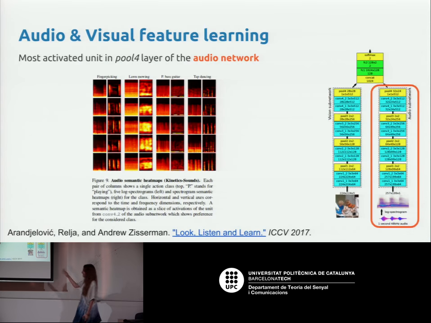And the same thing stands for the audio part. So naturally, some of the neurons, on the left you see the spectrogram of the audio, on the right, how a neuron in a particular layer reacts. And then naturally this is like a fingerprint, so when you play the guitar, it detects the difference in time when you play a guitar. Or for example, for the bass guitar, one neuron is focused on detecting the low frequencies.